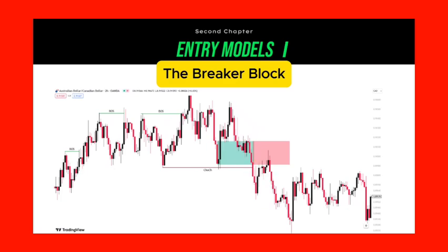So as it did, the failed demand turns into a new supply zone, as we call it a bearish breaker block, from which price hits the zone, giving traders an opportunity to analyze if they want to place sell short orders. The market fills those orders and rejects the price to the downside.